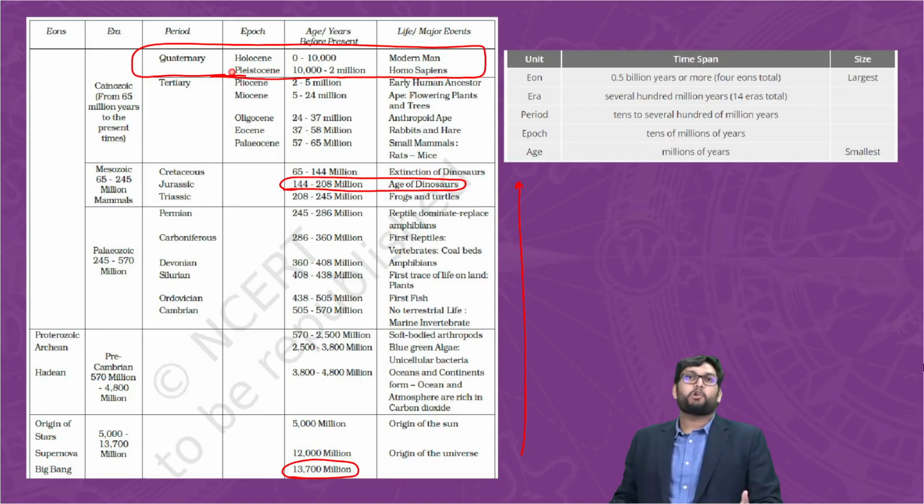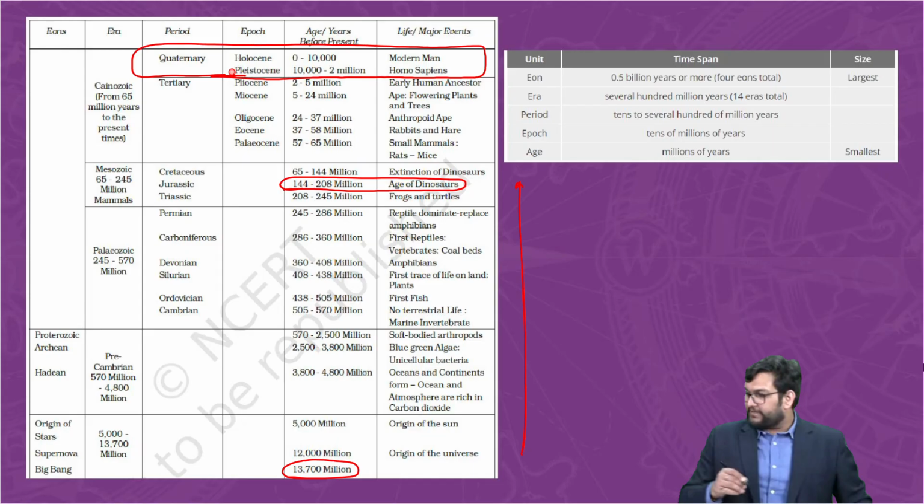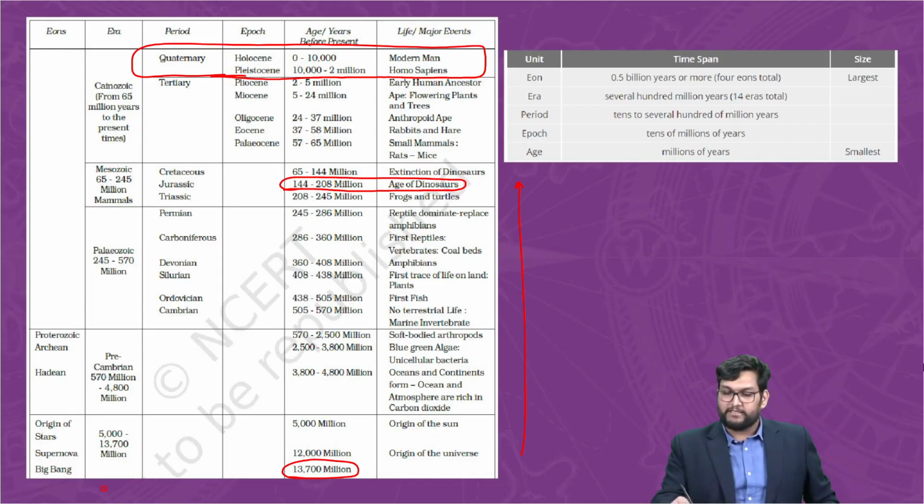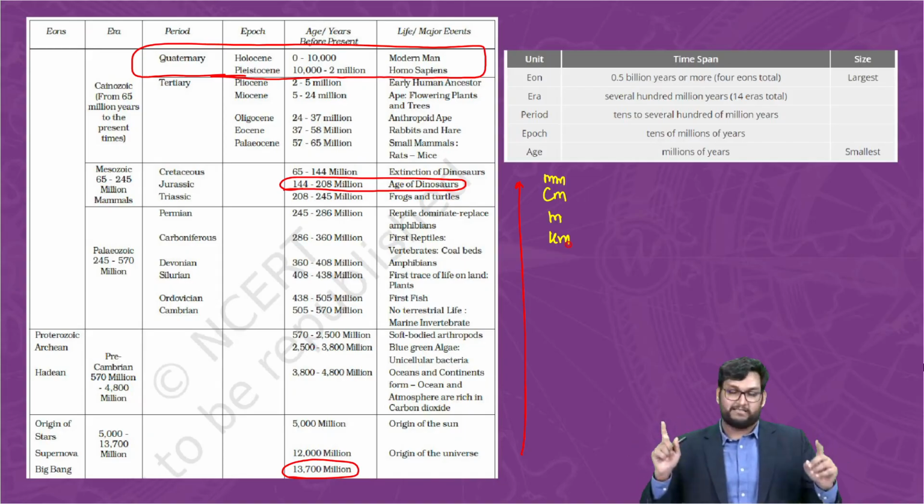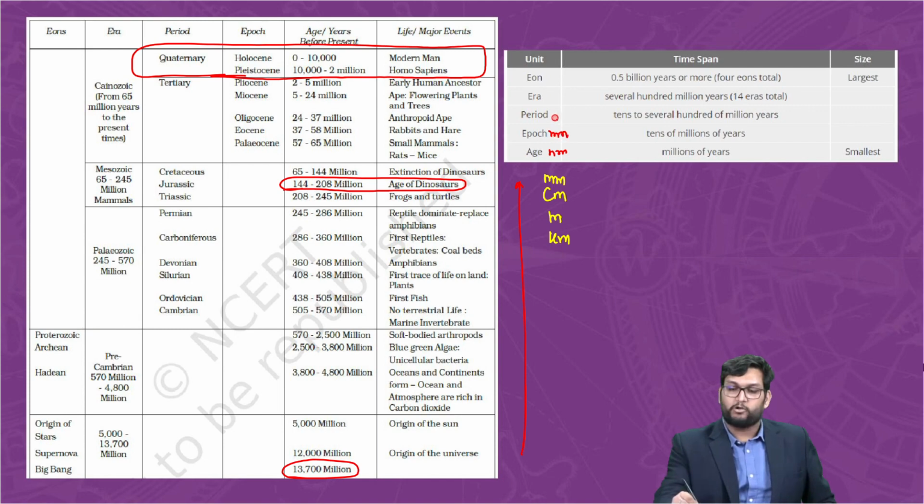It is like this because the measurement of time has different metrics. For example, you have different metrics of length: centimeter, millimeter, meter, kilometer. Same way, you don't have to learn any of this. Understand this. Same way, geologists, which is the study of the earth, also divide time.